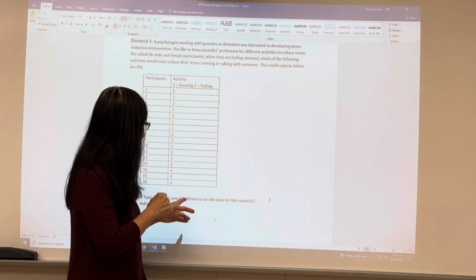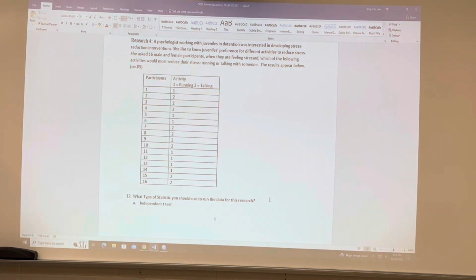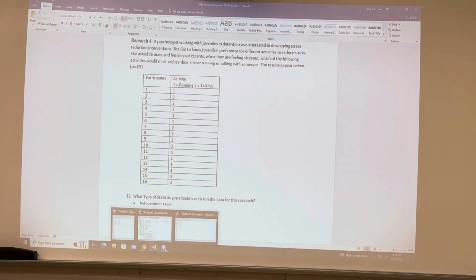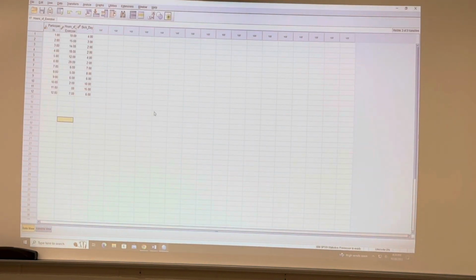So if it is chi-square for goodness of fit, how do we run it? Non-parametric. How about before that? That's right, but remember we need another step before that. Analyze. Okay. Analyze and what?